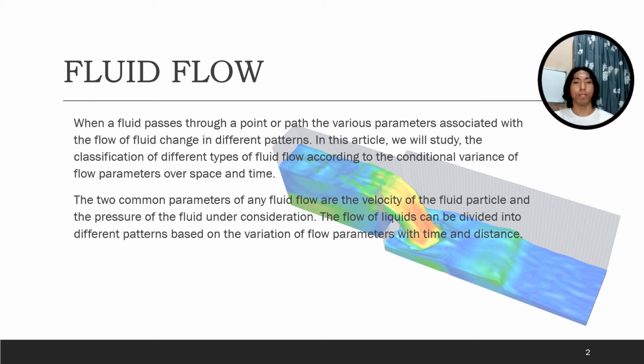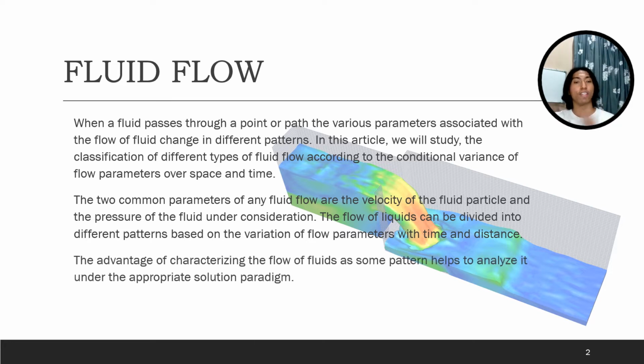The two common parameters of any fluid flow are the velocity of the fluid particles and the pressure of the fluid under consideration. The flow of fluid can be divided into different patterns, which is based on the variation of flow parameters with time and distance. Also, the advantage of characterizing the flow of fluids is that some patterns help to analyze it under the appropriate solution paradigm.